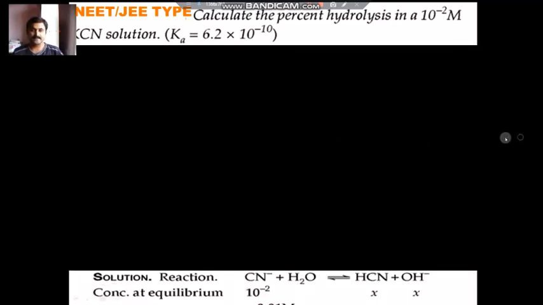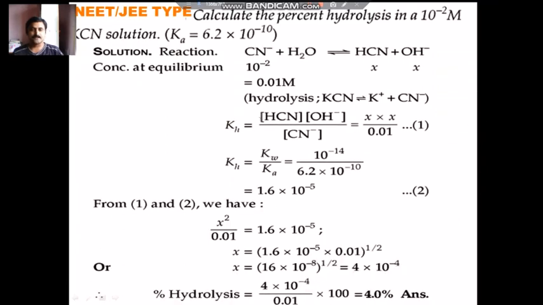Next question. Calculate the percent hydrolysis in a 10 power minus 2 molarity KCN solution. They have given the Ka value of the acid. Here CN minus ions undergo hydrolysis, anion hydrolysis. It will give 0.01 molarity of CN minus, already given, and the hydrolysis constant is obtained as x into x by 0.01.